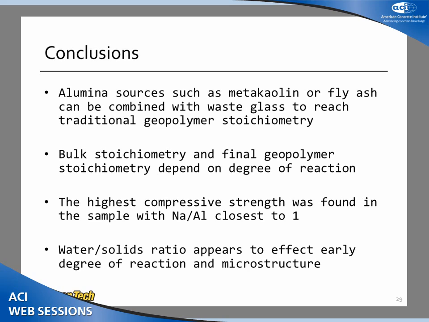As I said, this is totally a work in progress, but I do think that glass is a viable material to be used for geopolymers, and that materials such as metakaolin or fly ash or red mud, and a whole lot of other materials out there that are rich in alumina, can be coupled with the glass to bring the stoichiometry down to where much of the literature says it should be. I should also note that the bulk stoichiometry, which is all I reported on here and is what you start with, is of course very different from what you end up with in the geopolymer, and that has a lot to do with the degree of reaction and what phases are formed, if any.